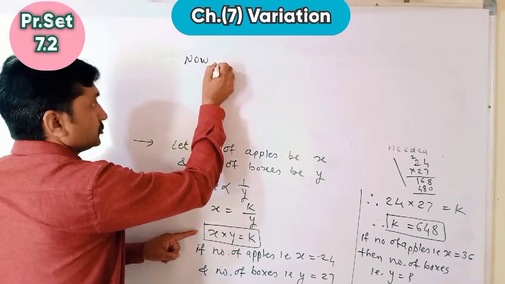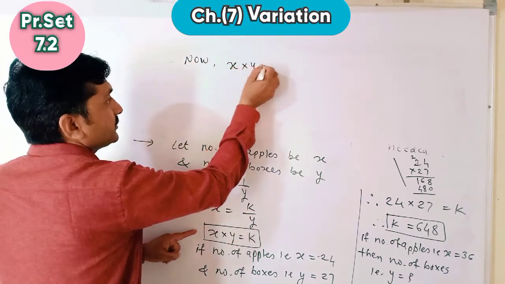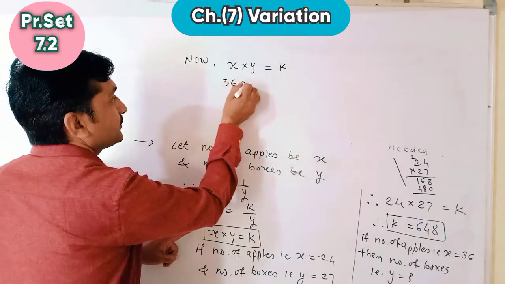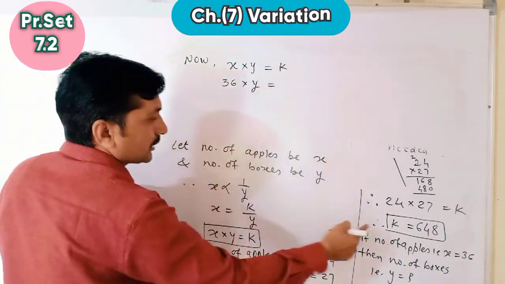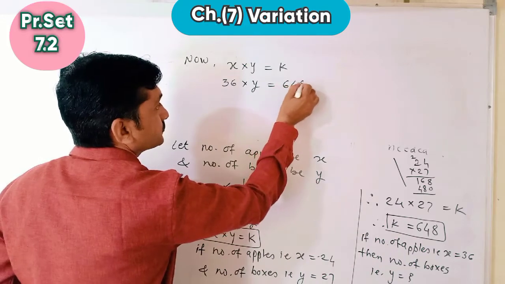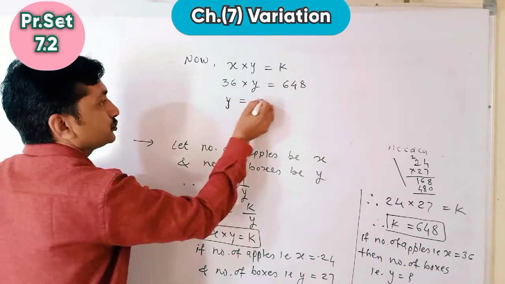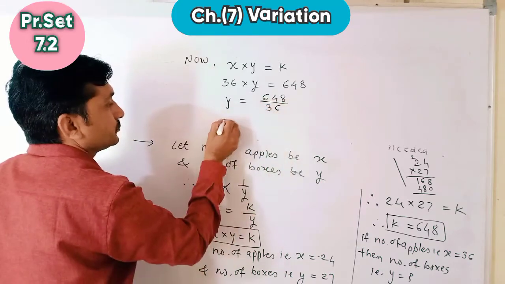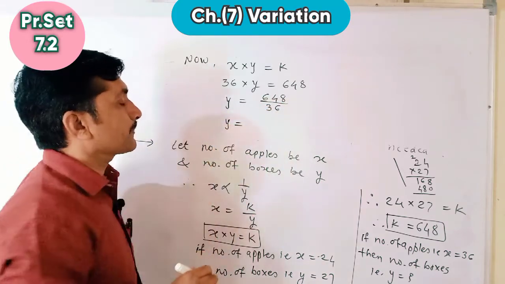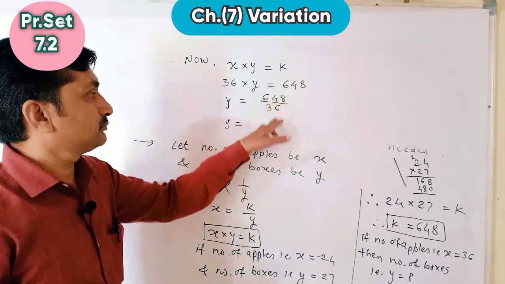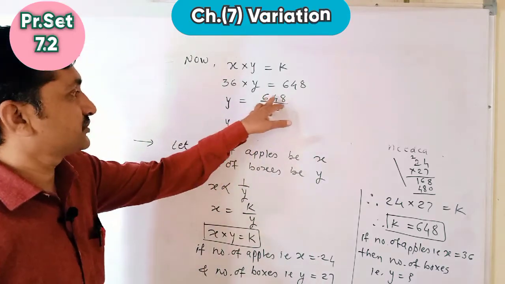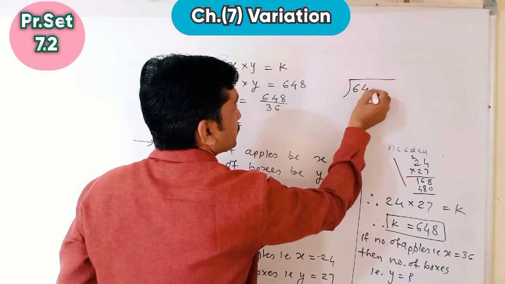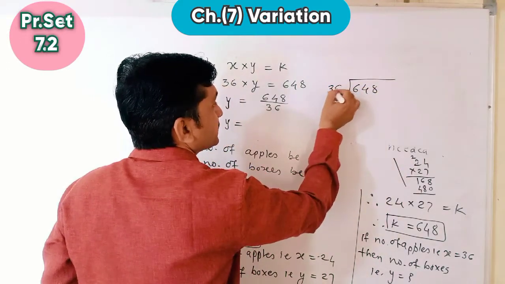Now x multiplied by y is equal to k. Now x is 36 multiplied by y, which we don't know, and k is 648. Therefore y is equal to 648 upon 36. Here we have to divide 648 by 36. Let's divide, no problem.